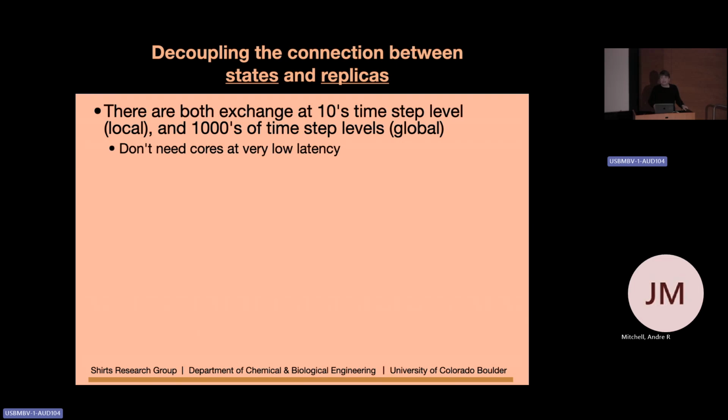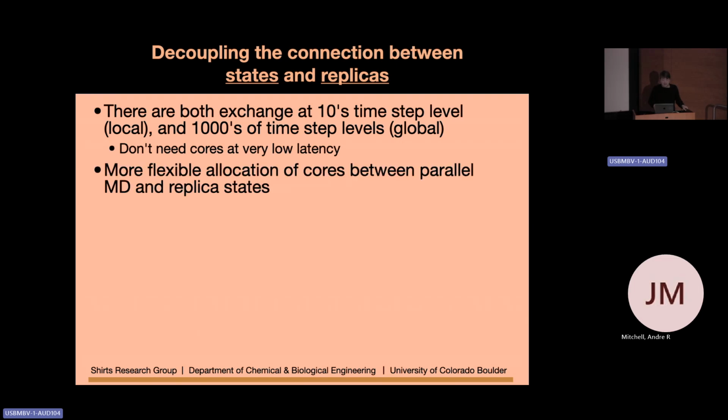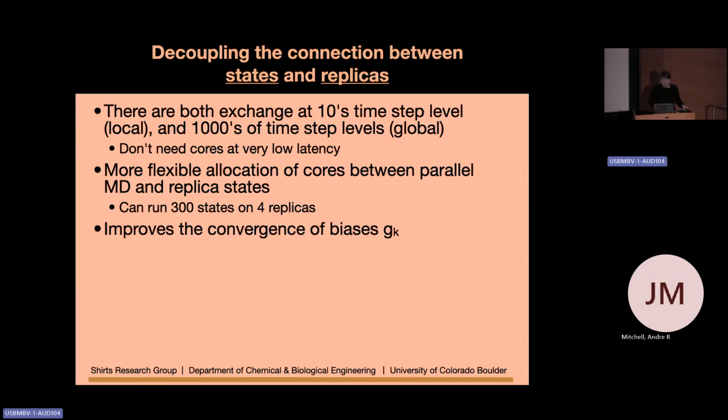These swaps can be happening at 30 seconds or so, and there's a much more flexible allocation of cores between parallel MD and replica states. 300 states on 4 replicas, however you want to divide them up. It also improves the convergence of the biases for expanded ensemble because you can converge them locally rather than missing a whole chunk of lambda space. You're guaranteed that you're getting visits in each interval of lambda space.